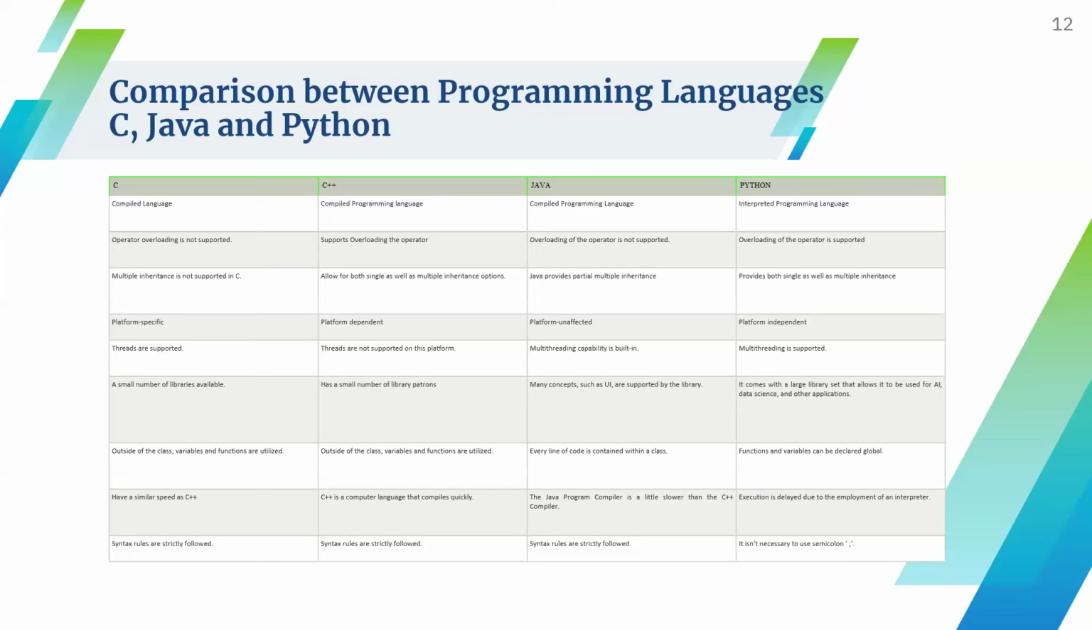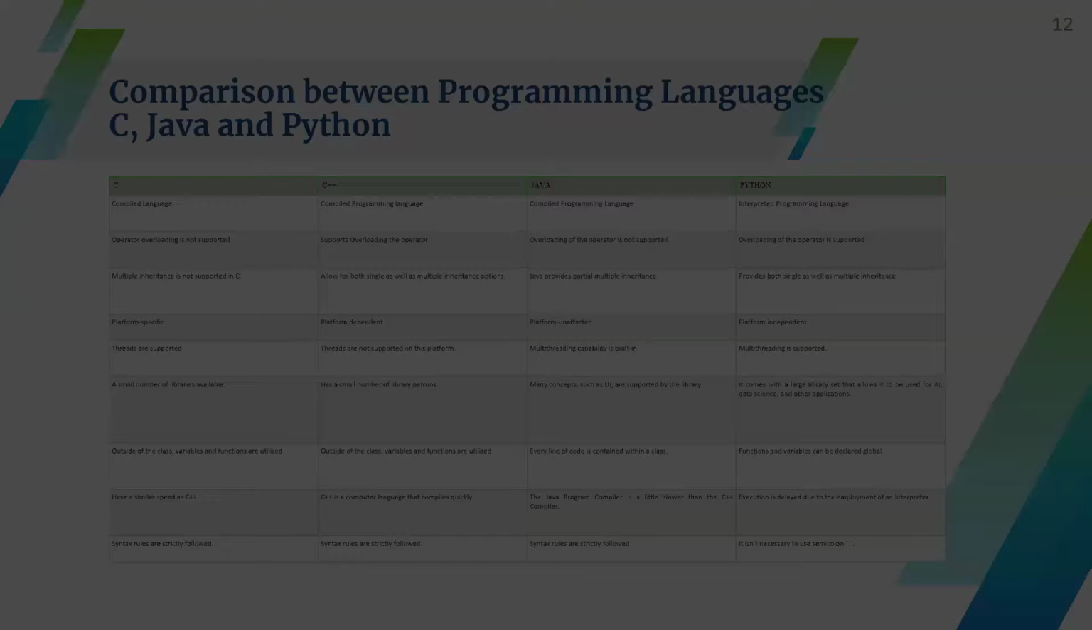Whereas the remaining languages are going to be strongly typed languages. Even C is a strongly typed language. C++ is also a strongly typed language. Java is also a strongly typed language. Whereas Python is a dynamically typed language. Got it? So this is all about the comparison between other programming languages, right?